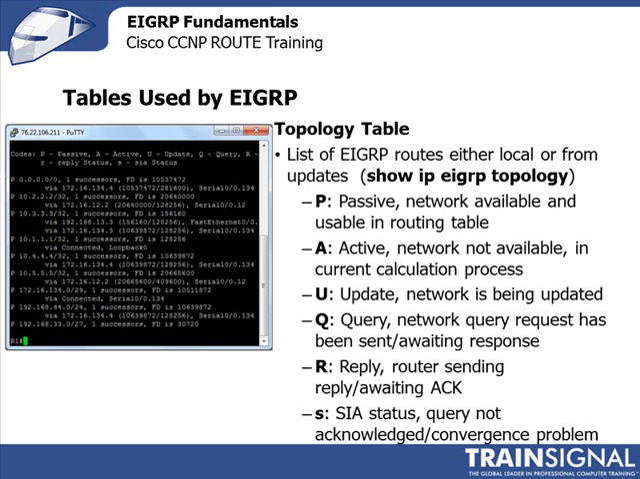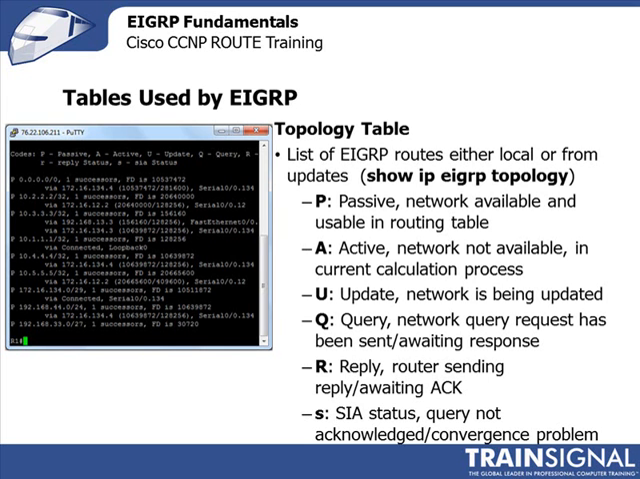One of the most important tables that's used in EIGRP is the topology table. It's actually a list of all EIGRP routes that were either learned locally, because they're connected, or from updates, in other words, from neighbors coming in update packets. You can display the EIGRP topology table with the show ip eigrp topology command. And this is obviously just done from exec mode in a particular router or layer 3 switch.